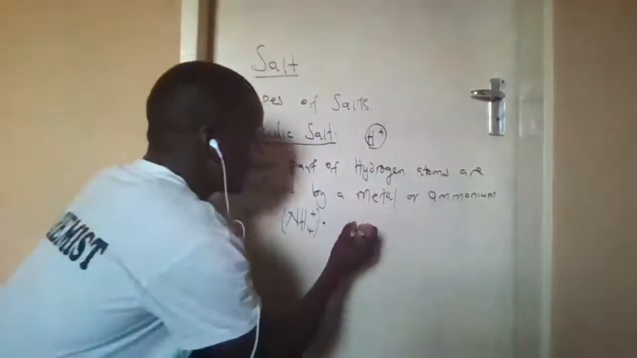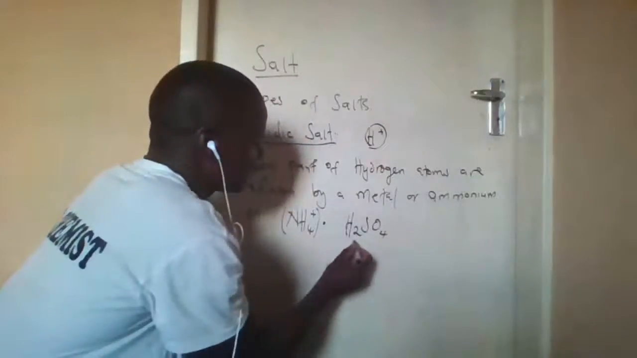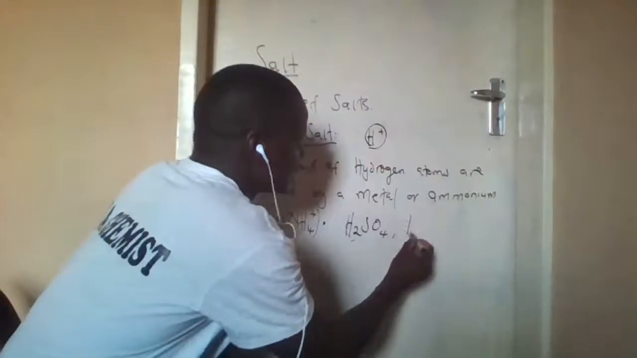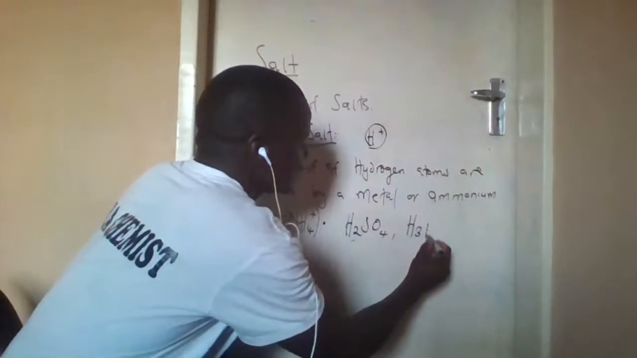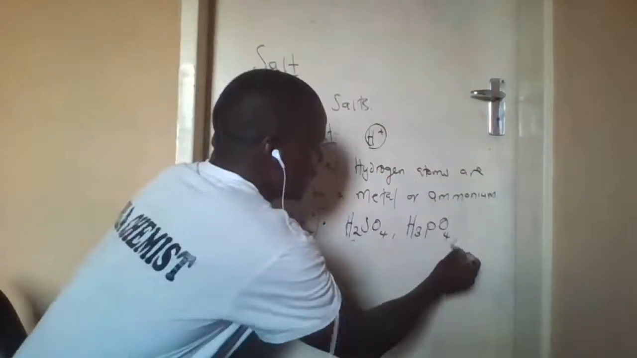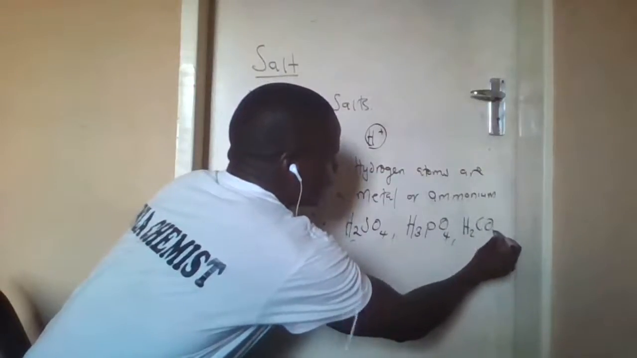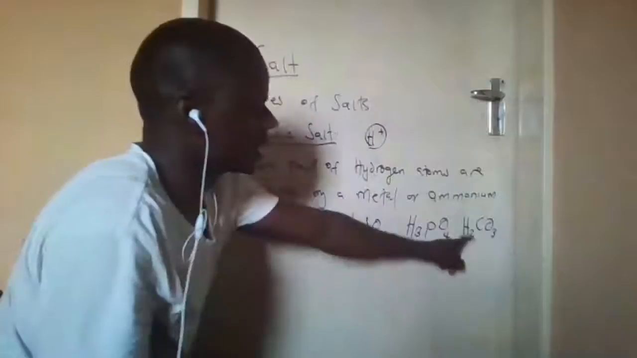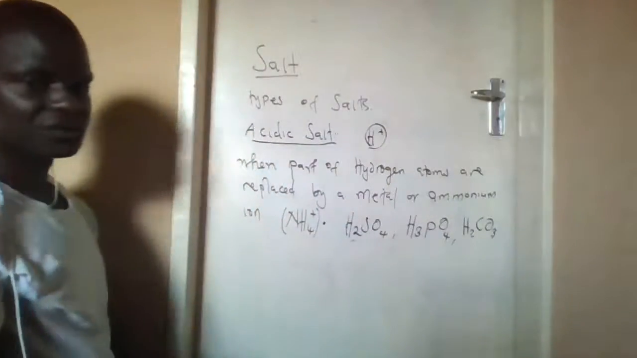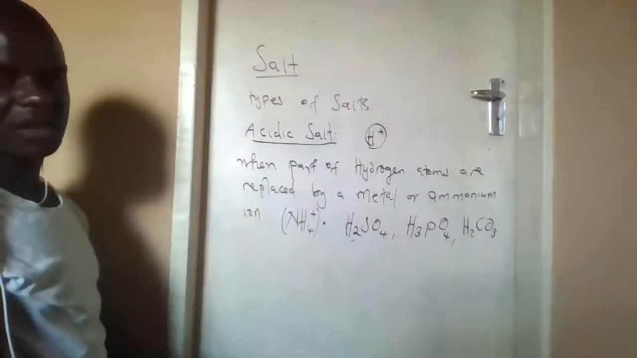Such acids are sulfuric acid, H2SO4, which has a basicity of 2. The other one is phosphoric acid, H3PO4, which has a basicity of 3. The other one is carbonic acid, H2CO3, with a basicity of 2. So most of the time these are the acids that we use when forming acidic salts.